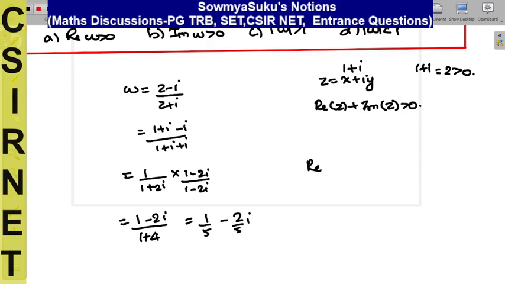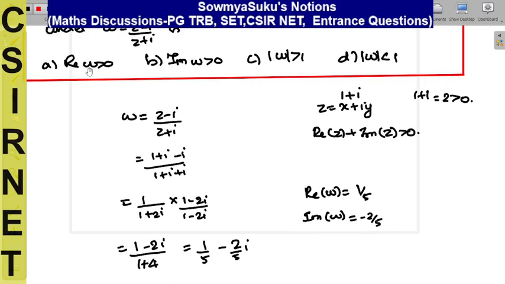So what is the real part of w, which is equal to 1 by 5? What about the imaginary part of w, which is equal to minus 2 by 5? So here we can check this option. Real part of w is greater than 0, right? So it is greater than 0. Option A is true. Imaginary part is greater than 0. That is wrong. Okay, option B is wrong.